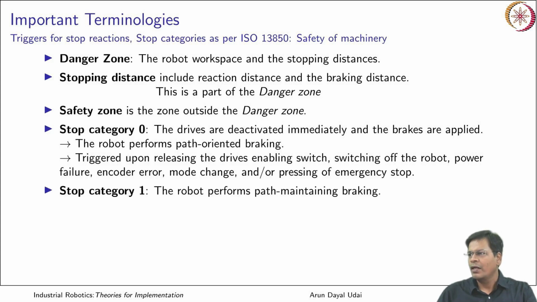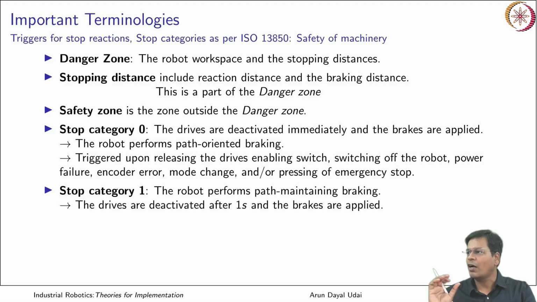Okay. Stop category 1: in this case the robot performs path maintaining braking. So in case of a welding robot or a pelting robot, the robot will try to stop without deviating from the actual path which it was maintaining. The drives are deactivated after 1 second and then the brakes are applied. It is reasonably safe, you see. This is not an emergency, but for some reason somebody might have pressed the emergency stop switch.